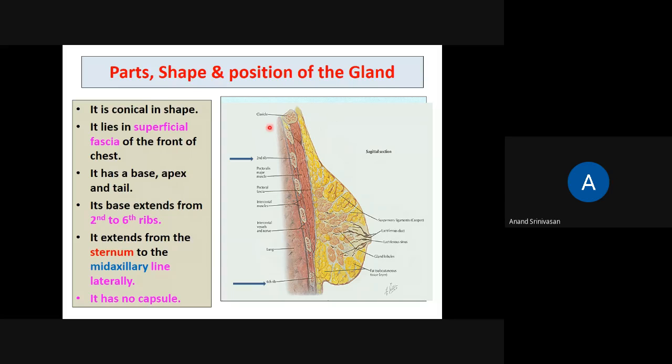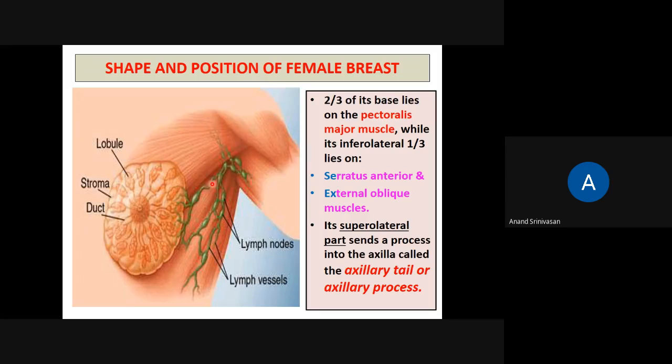So here the arrow shows it extending from the second to the sixth rib. And here you can see it is underlying the pectoralis major. So 2/3 of it lies over the pectoralis major, while the lower part, the inferolateral part, lies over the serratus anterior as well as external oblique muscle.